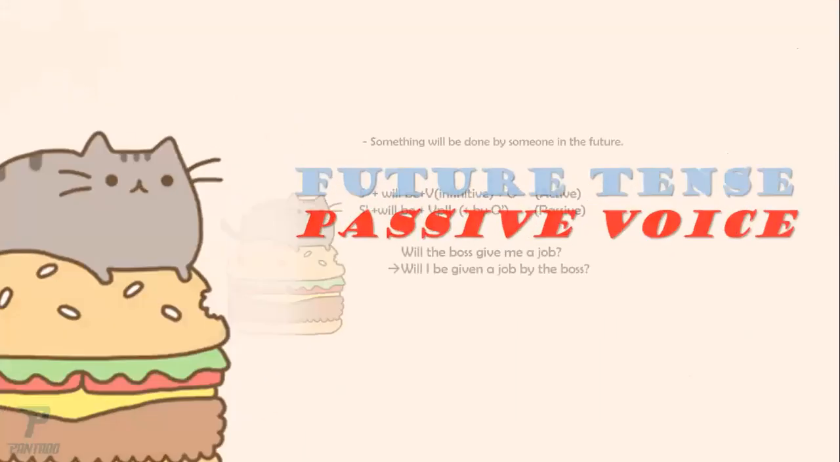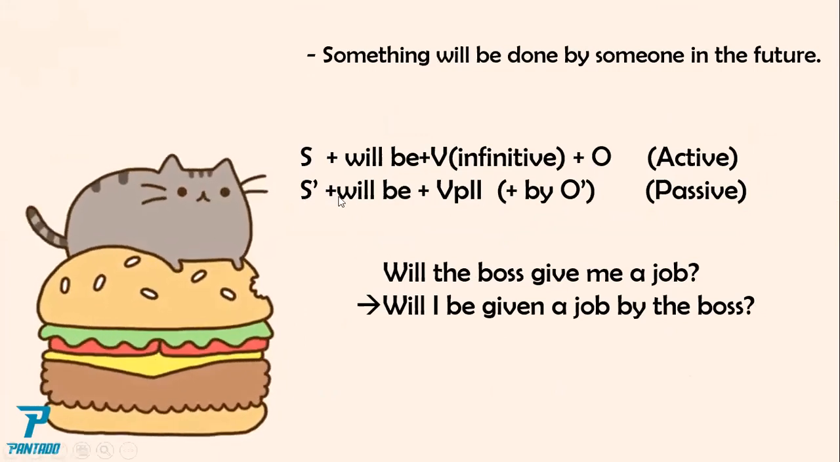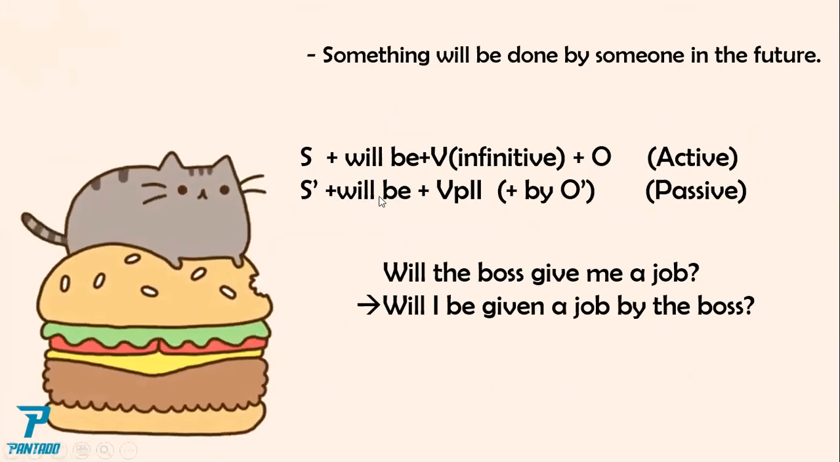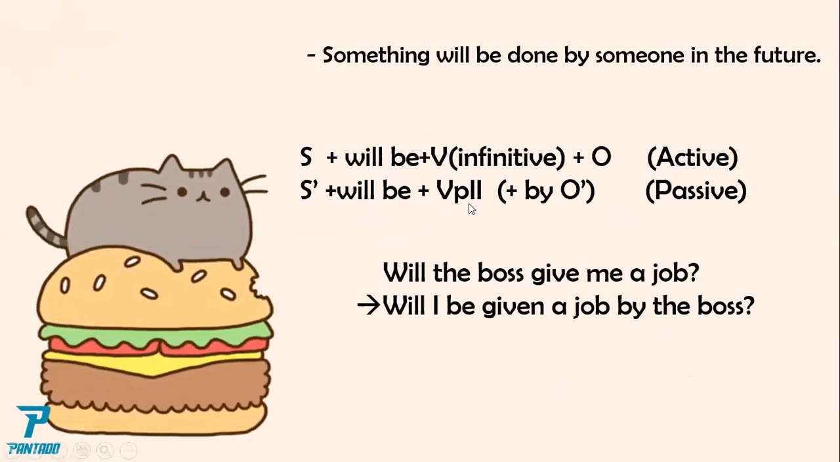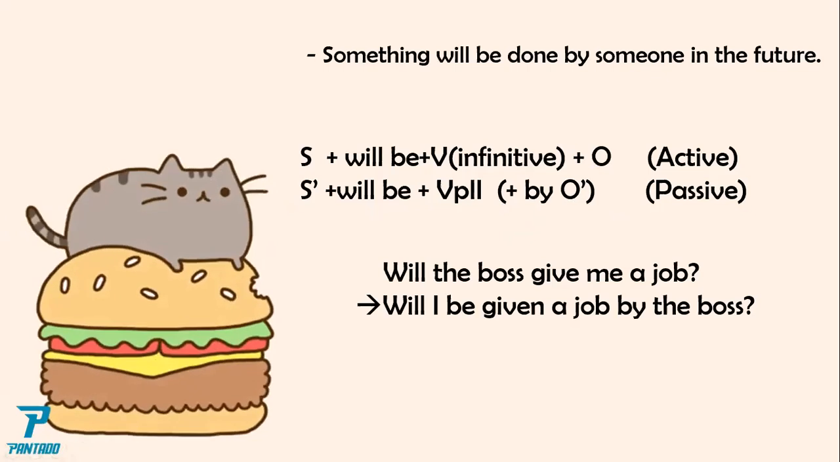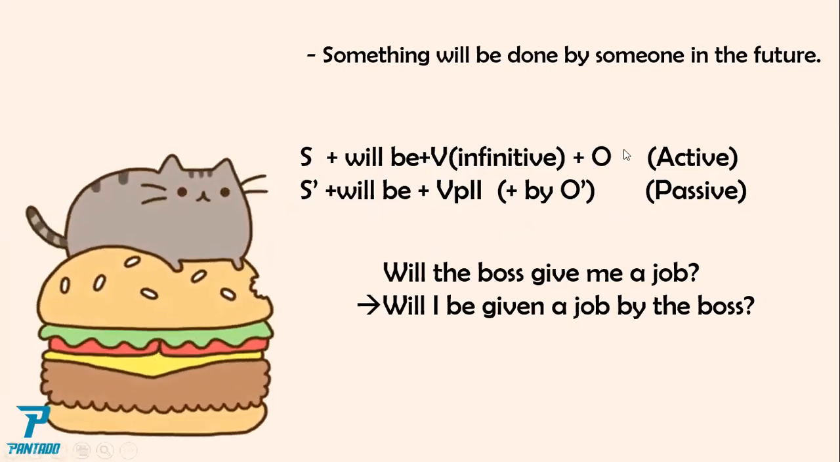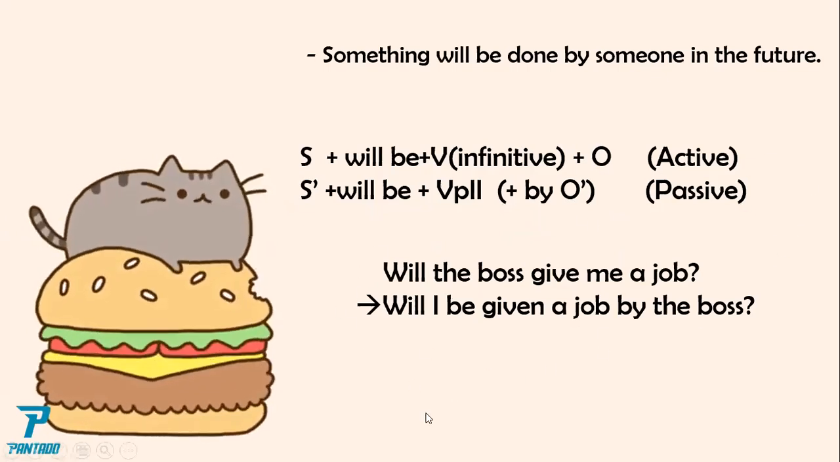Future tense here. This is the past sentence. Like we have the subject, then will be and verb in the past participle form, and then by an object. So that is the passive form of the future simple tense. Then the example here.